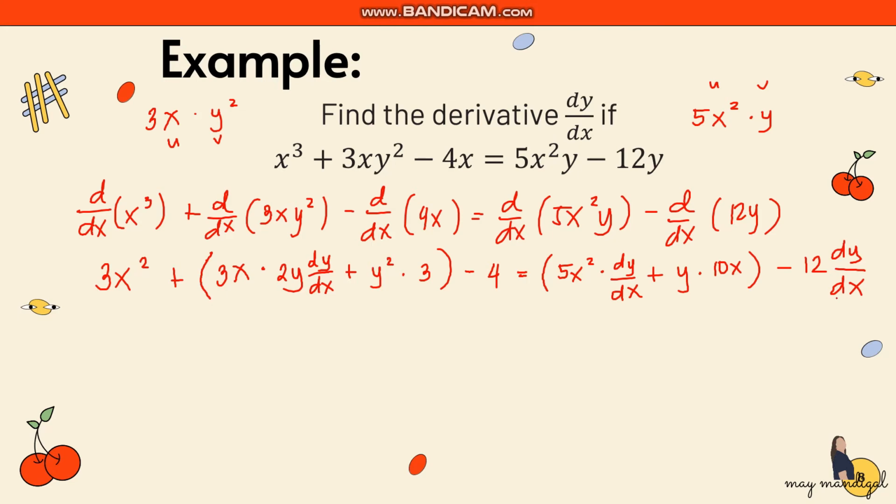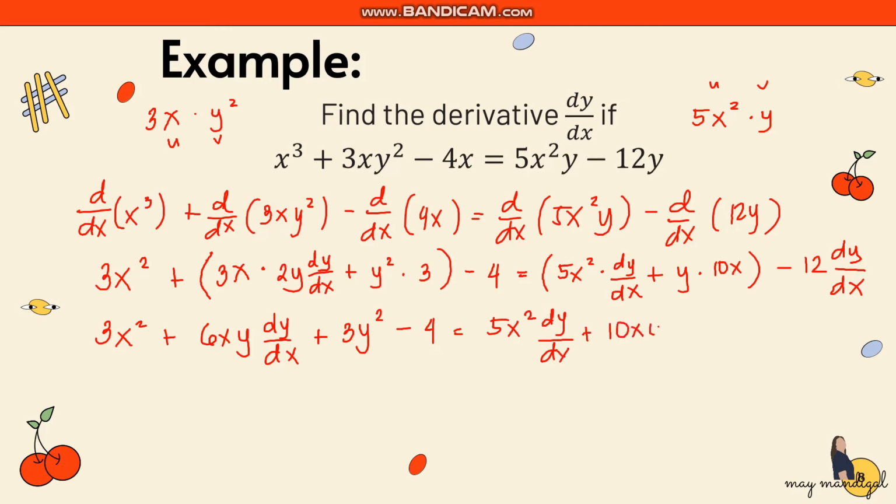So the next thing that we have to do now is to simplify this. So we will just simplify first the terms inside the parentheses. So I have 3x squared plus, this you can already multiply, so that is 6xy dy over dx plus 3y squared minus 4 equals, also this one, 5x squared dy over dx plus 10xy. And then minus 12 dy over dx.